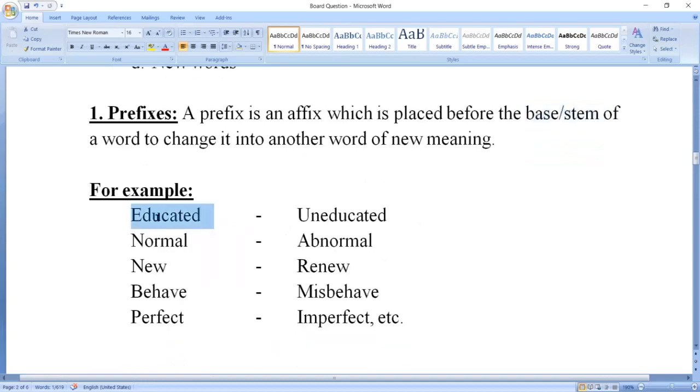Like, suppose this is the word uneducated. You have added "un", 2 letters, before that word, and it has become a new word, that is uneducated, which we have already learned from previous examples. Normal, we have just added "ab" and it has become abnormal. New, we have added "re", so it has become renew. So these letters have been placed before the word, so these are called prefixes. Pre refers to before. So when an affix is placed before a particular base word to create new words, then those letters or affix are called prefixes or prefix.